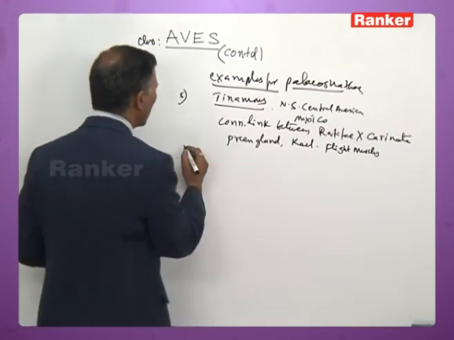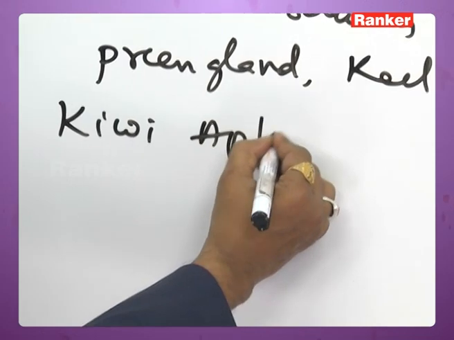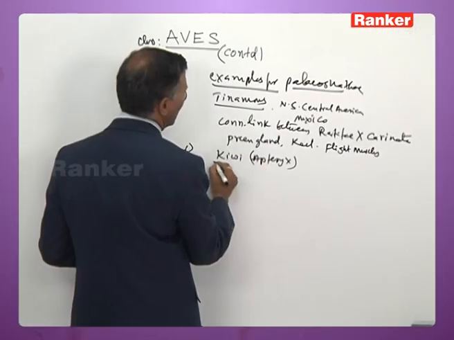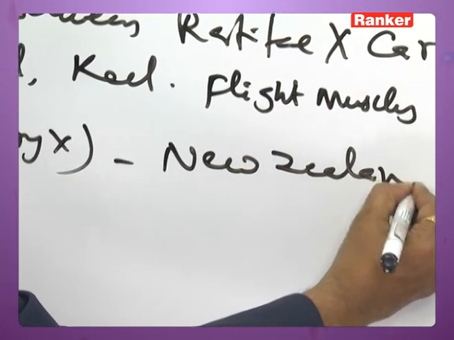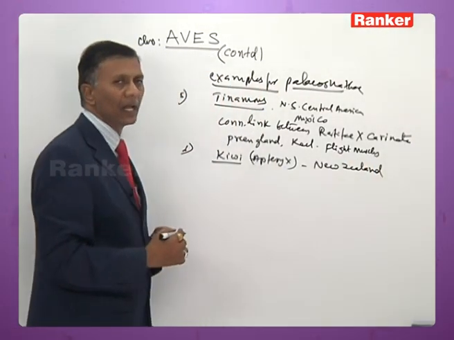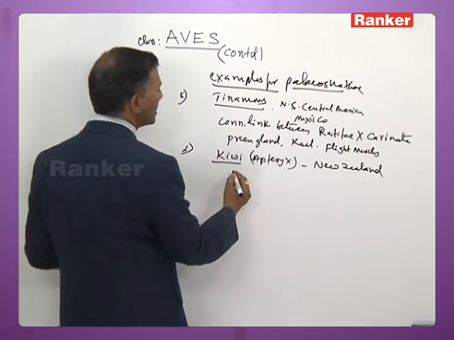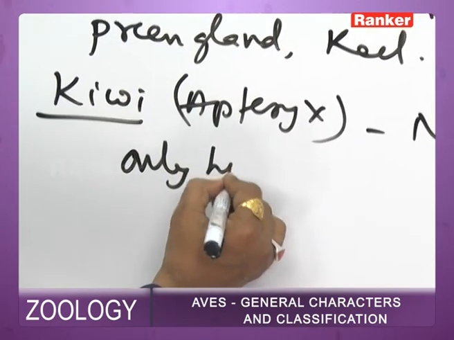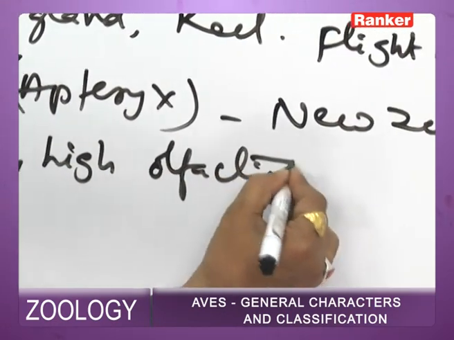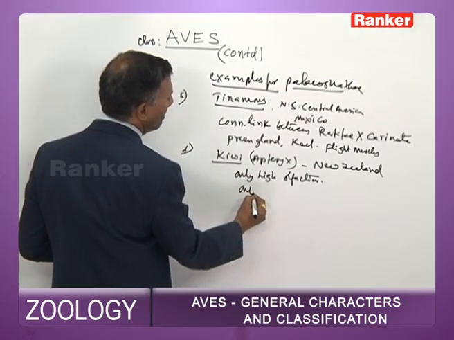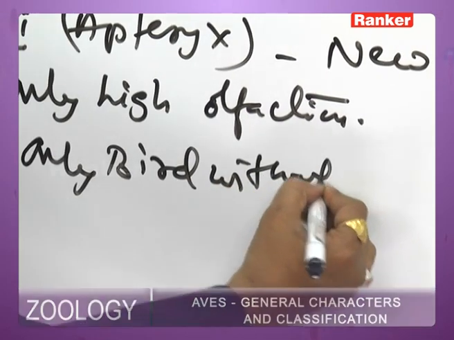The next you have another one, kiwi. Scientific name is Apteryx. This kiwi is confined only to New Zealand. You can say it is the smallest flightless bird. It is the only bird with a high sense of olfaction, and the only bird without pecten.